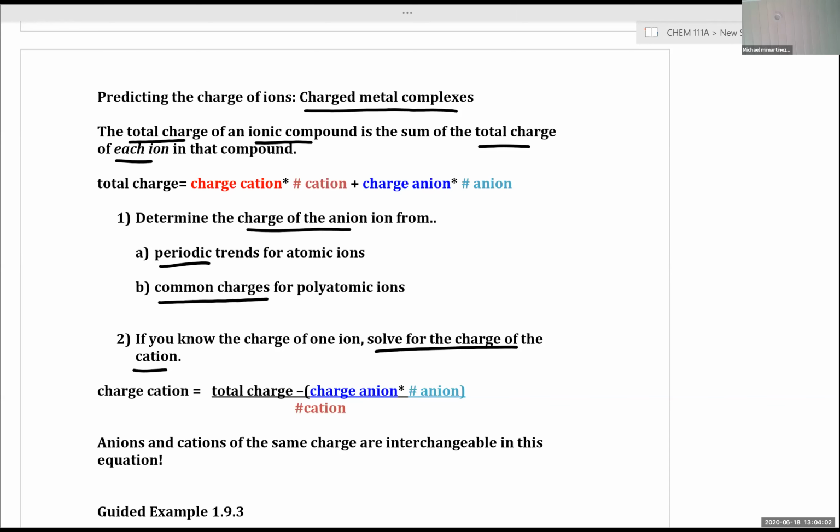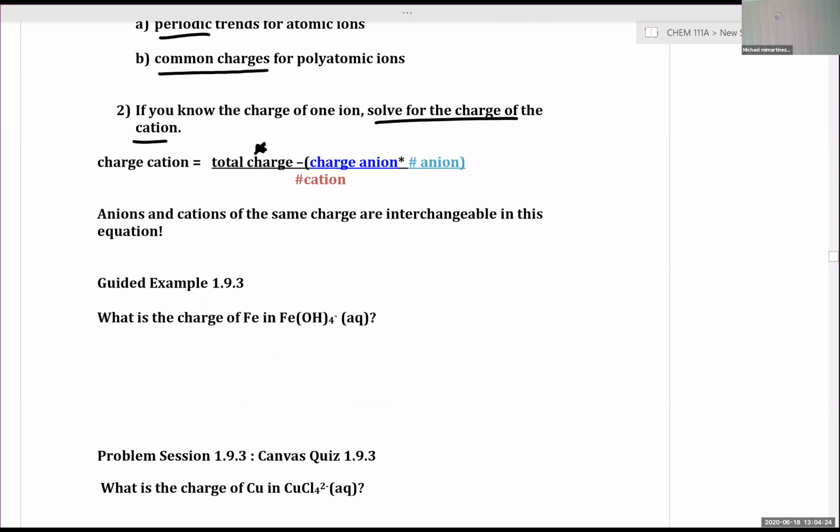So the only thing that's changed when we solve this modified equation for the charge of our cation is that now we have this total charge term, where this total charge is the charge of our metal complex. So let's show how we can use this equation to solve for the charge of our cation in charged metal complexes. In this case, we have a complex with a -1 charge.